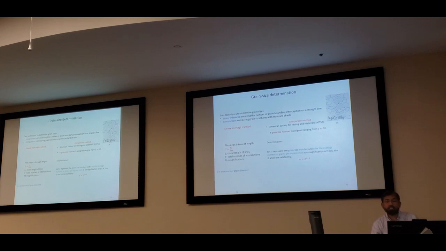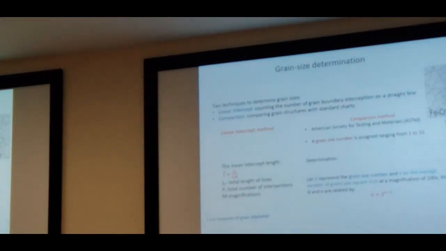So what is the linear intercept method? You draw a line across these grains, and look at the number of grains intersecting that line. And then you know the total length of that line with a given magnification. Then the mean intercept length can be determined from this equation: LT, the total length of lines, over P, the total number of intersections, and M is the magnification. The second method is the comparison method.